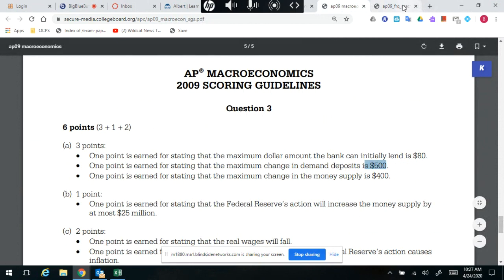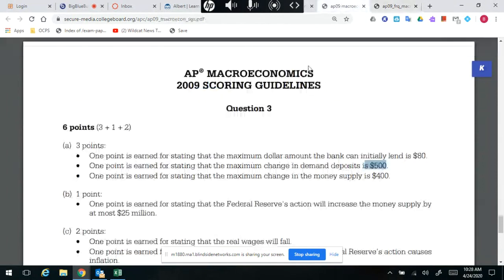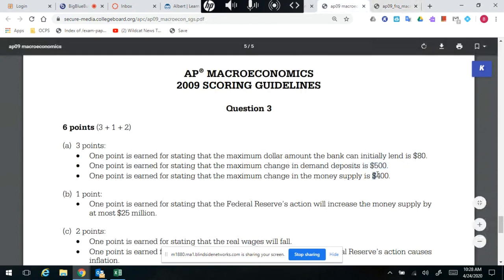This is different from max change in the money supply. Max change in the money supply is your excess reserves. The excess reserves is what the bank could initially lend out. So your excess reserves were 80. So it'd be 80 times 1 over the reserve requirement. And 80 times 1 over the reserve requirement is going to get us 400.